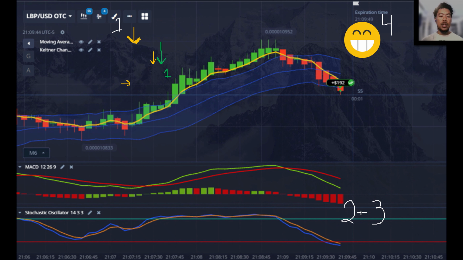So I see that. At the same time, I see my red is over the green, so that is good to go. And I see this is also pointing down. So real quick, I see those. I see one, and then I see 2 and 3 at the same time. That is as thorough as you need to look at it.